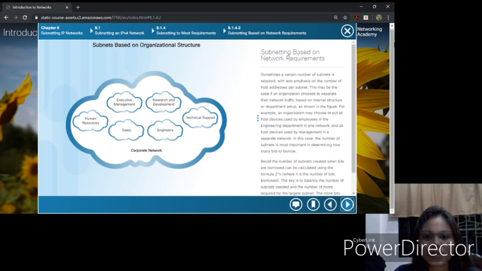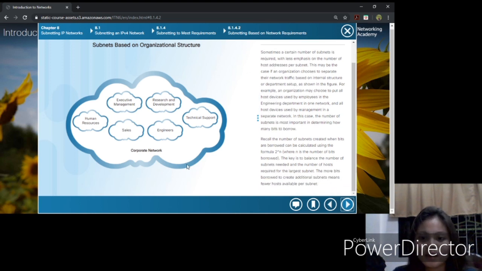Next is subnetting based on network requirements. Organizations may choose to separate their network traffic based on the internal structure. For example, you can put all the host devices used by employees in the engineering department in one network and all hosts used by management in a separate network. The more bits borrowed to create additional subnets, the fewer available hosts per subnet.